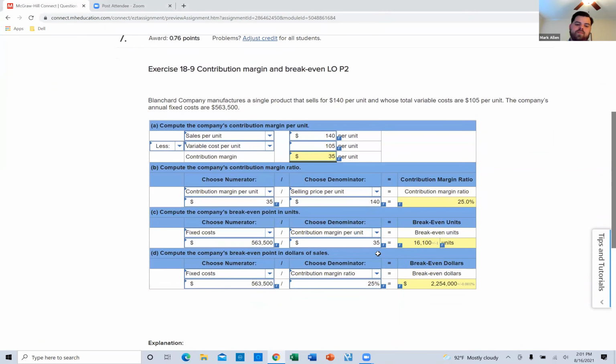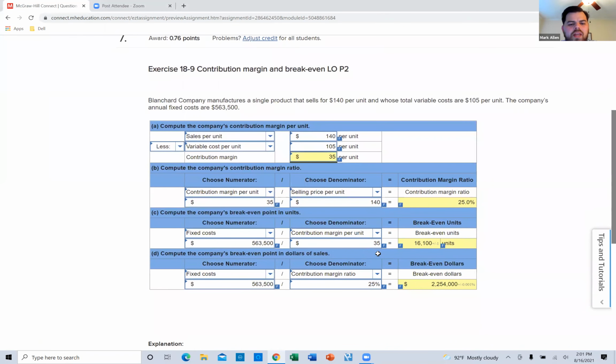Number 7, Blanchard Company manufactures a single product that sells for $140 per unit and whose total variable costs are $105 per unit. The company's annual fixed costs are $563,500. So right away, just because we're in the good habit of doing so, we calculate contribution margin. 140 minus 105, we see that's $35, and we've now got it to work with. Next, they want a contribution margin ratio. For that, we just take contribution margin per unit divided by sales price per unit. 35 over 140 is 25%.